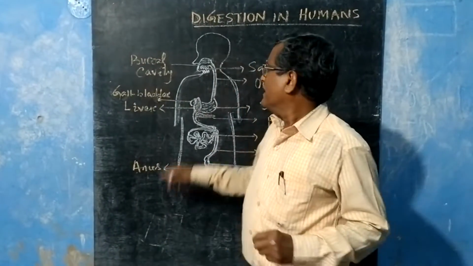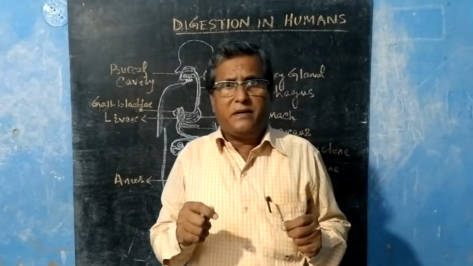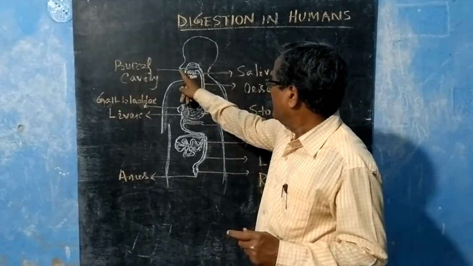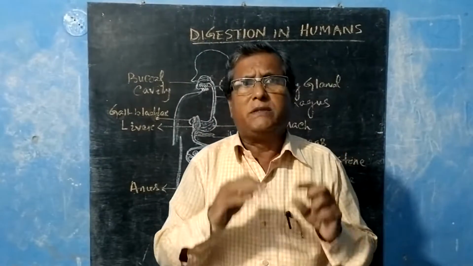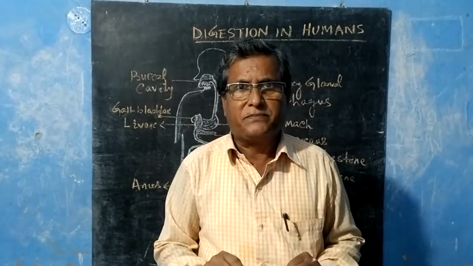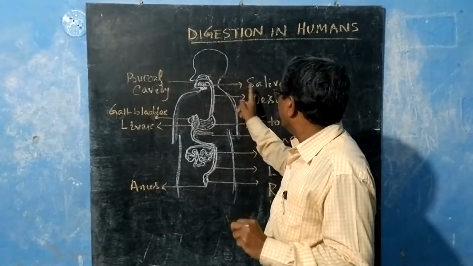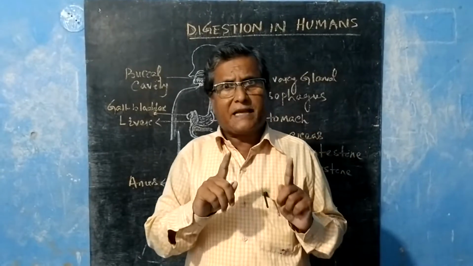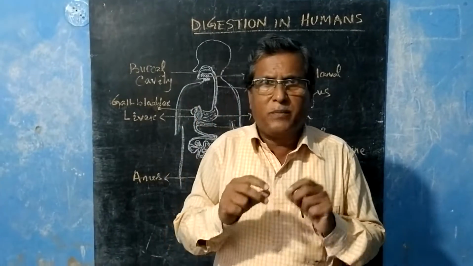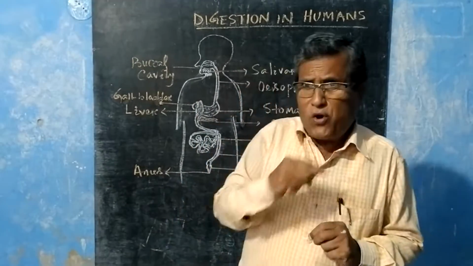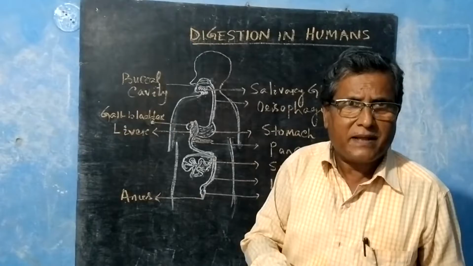So, what happens in our mouth? We take food into our mouth, and in the mouth cavity, otherwise called the buccal cavity, the food is broken down into smaller pieces and mixes with the saliva. Here is the salivary gland. It secretes saliva. So the food particles mix with the saliva to become soft and slippery. The tongue helps in mixing the food particles with the saliva.